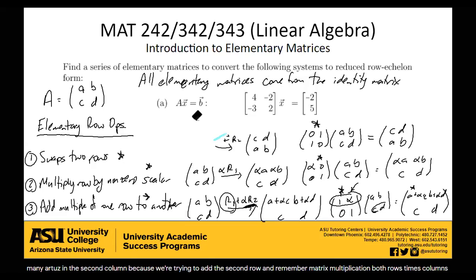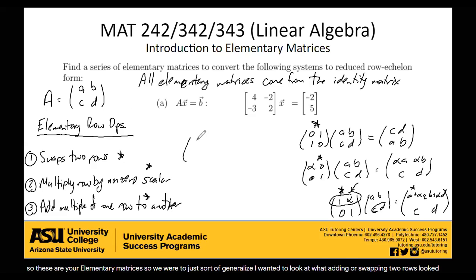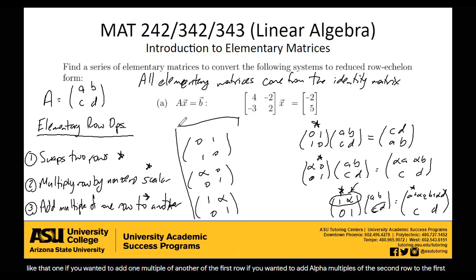So if we were to generalize, if you wanted to look at what swapping two rows looked like, your elementary matrix would look like 0, 1, 1, 0. That would swap the first and second row. If you wanted to multiply the first row by alpha, it would look like that one. If you wanted to add alpha multiples of the second row to the first row, it would look like this one. So these are what your elementary matrices look like.